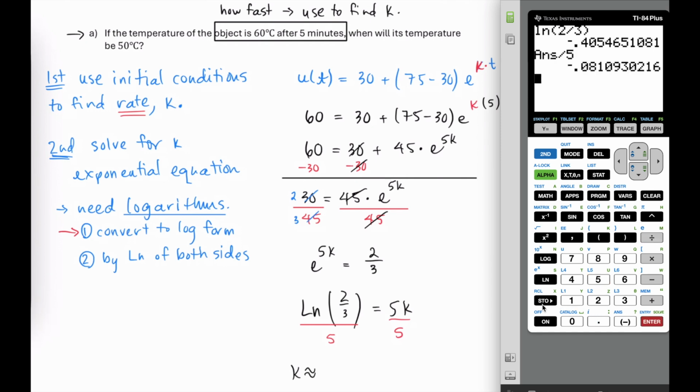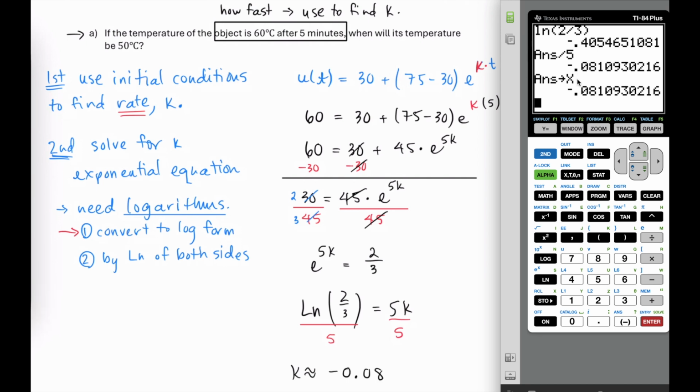And again, we want to use the store button to make sure that we save all these decimals. Essentially, we're saving the exact quantity of our k. I like to store it into x to make it easy to access, and then we'll hit enter. So now the entire decimal quantity has been saved in our calculator.